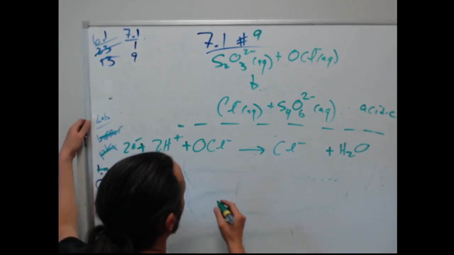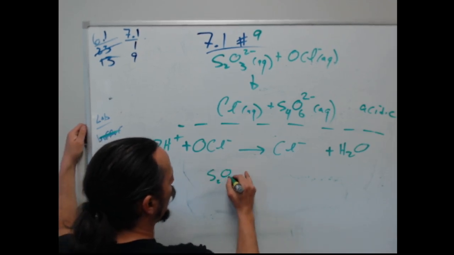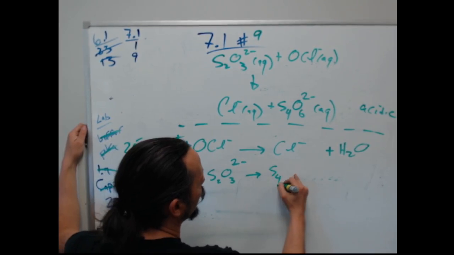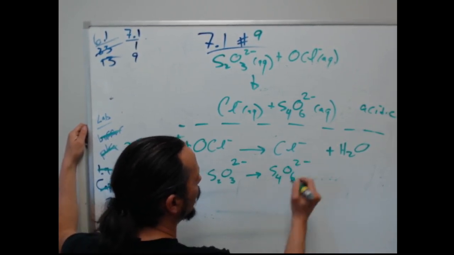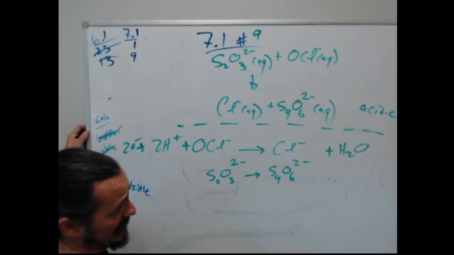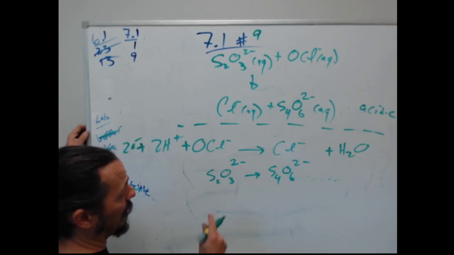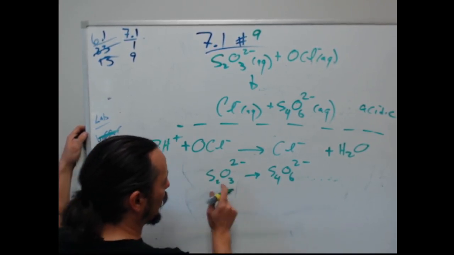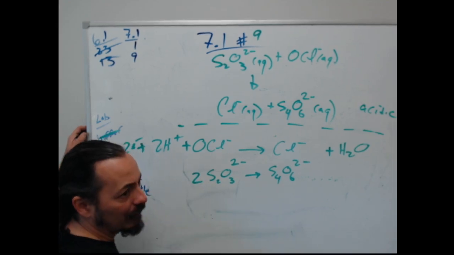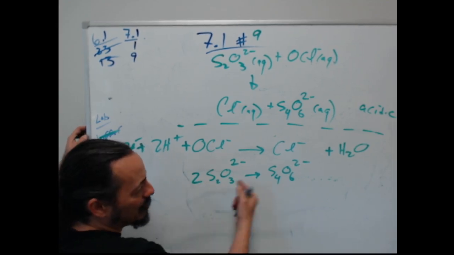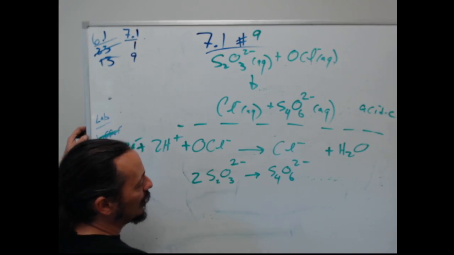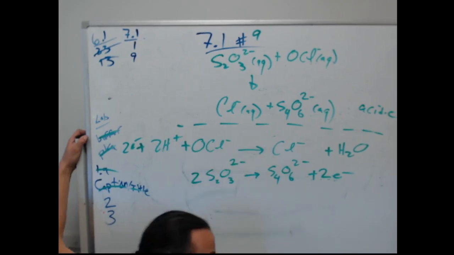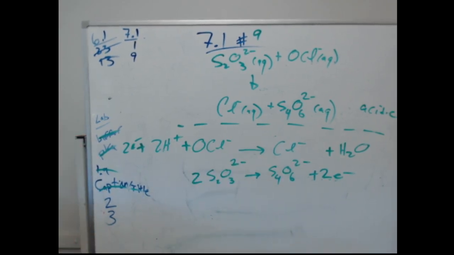Then I can do the same thing here with the S2O3 2 minus and the S4O6 2 minus. This one's actually a little bit easier than the first one. I thought the one I did first was going to be easier, because notice 4 and 6, 2 and 3, just put a 2 there. Now that's the right number of sulfurs and the right number of oxygens. But now I've got too much charge over here, so I just need plus 2 electrons.